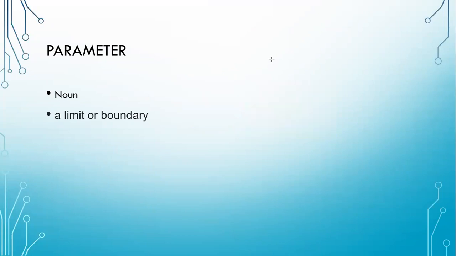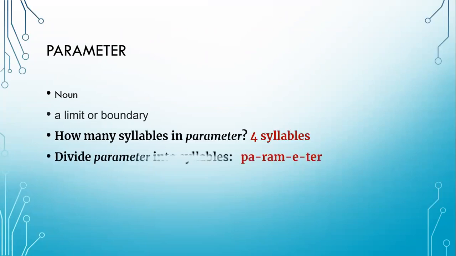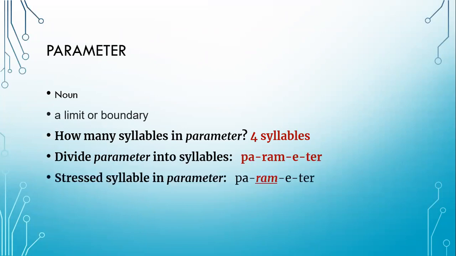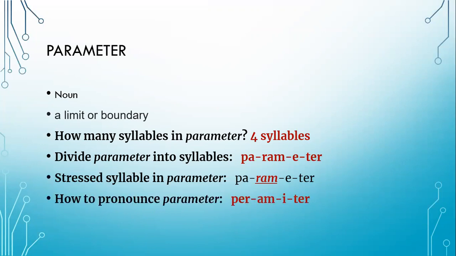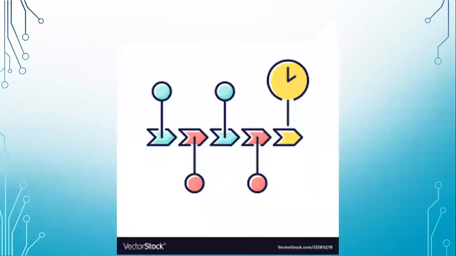Great. So this parameter has how many syllables, Yamin? Four. Very good. It has four syllables. Pa, ram, mi, ta. And the stressed syllable is the ram, parameter. Very good. Great. So last word.